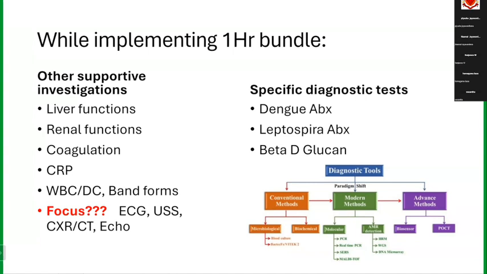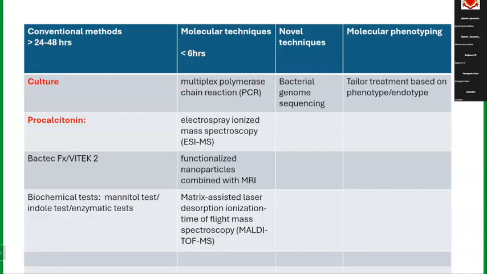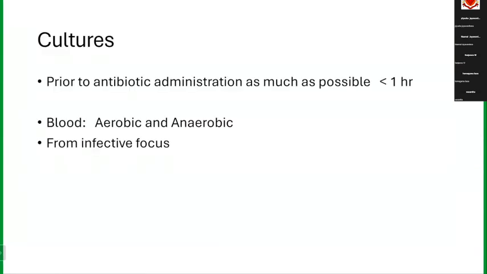So that we can start our management before confirmation by other tests. But what is the other test we use in our first hour bundle of care? What we should take is cultures. That's very important to identify the microorganism causing this infection. You have to take cultures prior to antibiotic administration as much as possible. If it gets delayed, of course, you can give the antibiotics first, but the recommendation is to take cultures as early as possible. Do both aerobic and anaerobic cultures, and also from the possible infective focus.